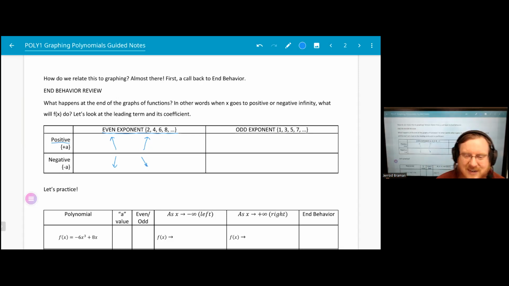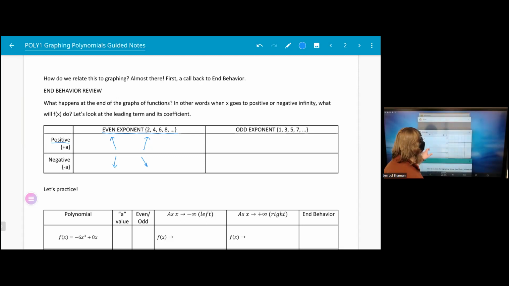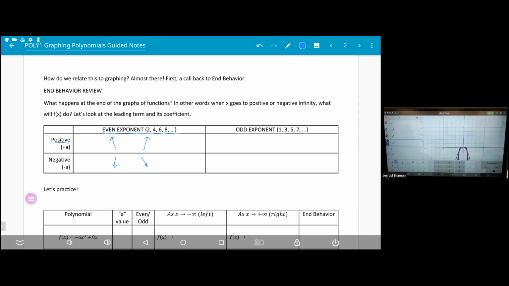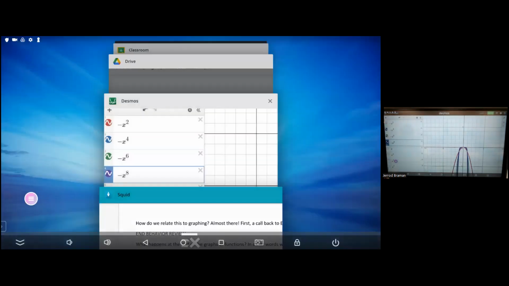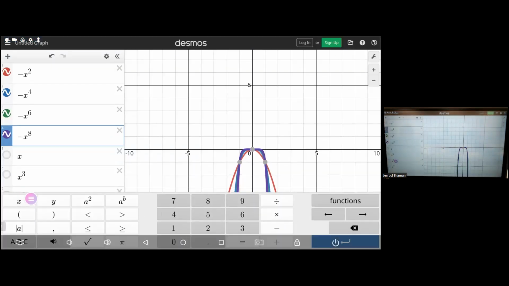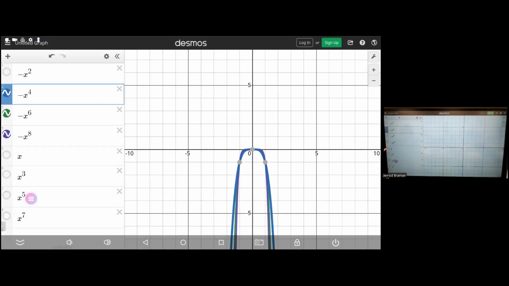Okay. So let's also take a look over here. What if I had x? Well, it's x to the 1st, then x cubed, x to the 5th, x to the 7th. They all have the same end behavior as well. So let's take a look at these, if I have positive versions of those. So we're going to unhook these, turn these 4 off and turn these on.